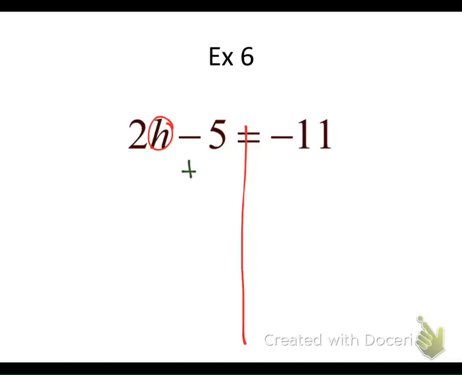I don't know. She said +5. Oh, did she say +5? Do you know what I heard? Did you hear that too?